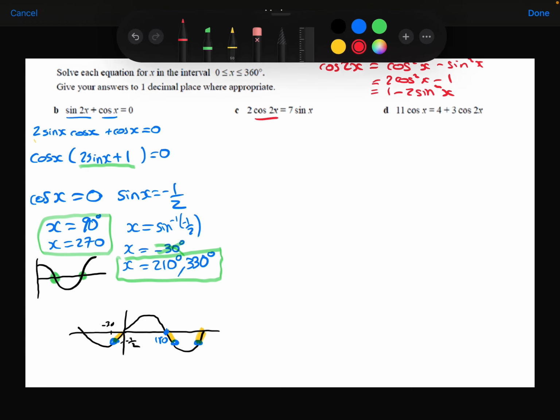In this case, considering we've got a sine x over there, I think this is probably the best option for me to replace the cos 2x with. So that's what I'm going to do. So I've got 2 lots of the cos 2x, so 2 lots of the 1 minus 2 sine squared x. Expand these brackets.